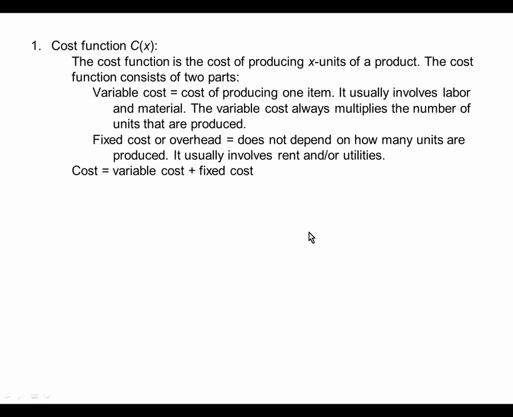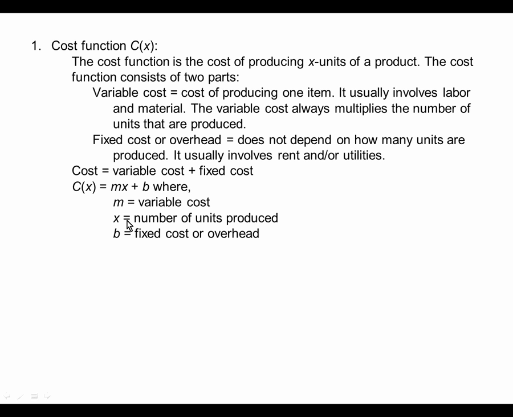The cost function is the variable cost plus the fixed cost. Remember, the variable cost always multiplies x, the number of units you're producing. So C of x is equal to mx plus b. Notice this looks like a linear function with slope and y-intercept. What we think of as the slope is the variable cost, again sometimes called the change in cost. x is the number of units you produced, and b is the fixed cost or overhead. It's kind of like, what does it cost you to do absolutely nothing? So notice, it costs you money to do nothing.